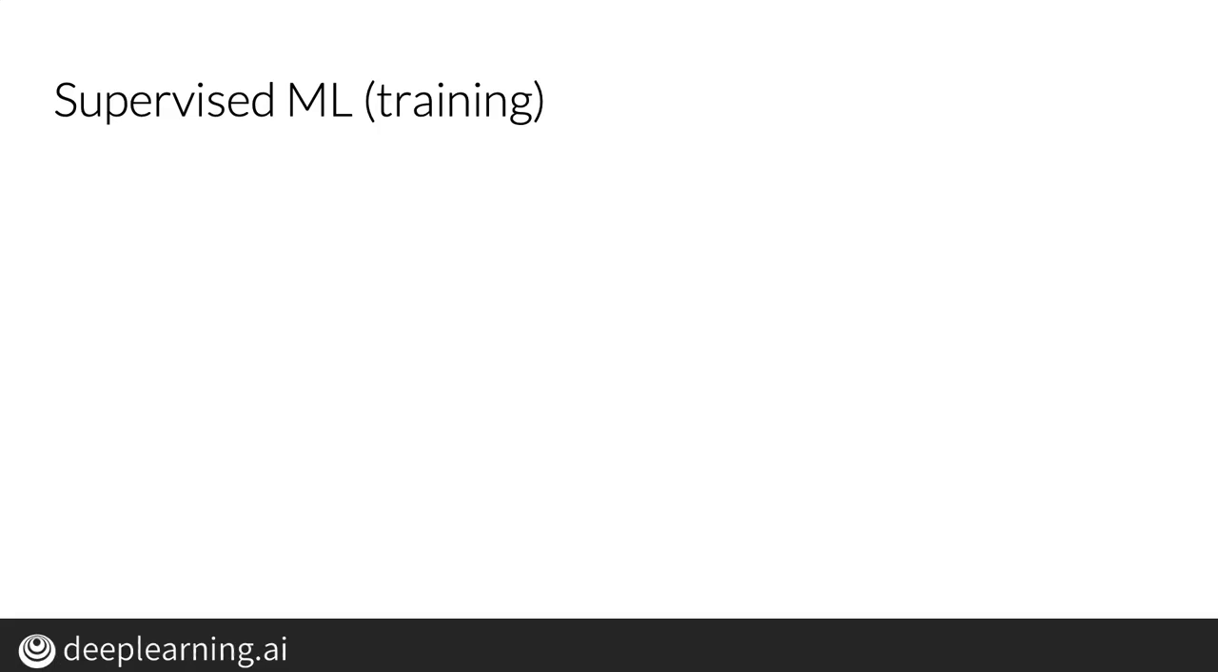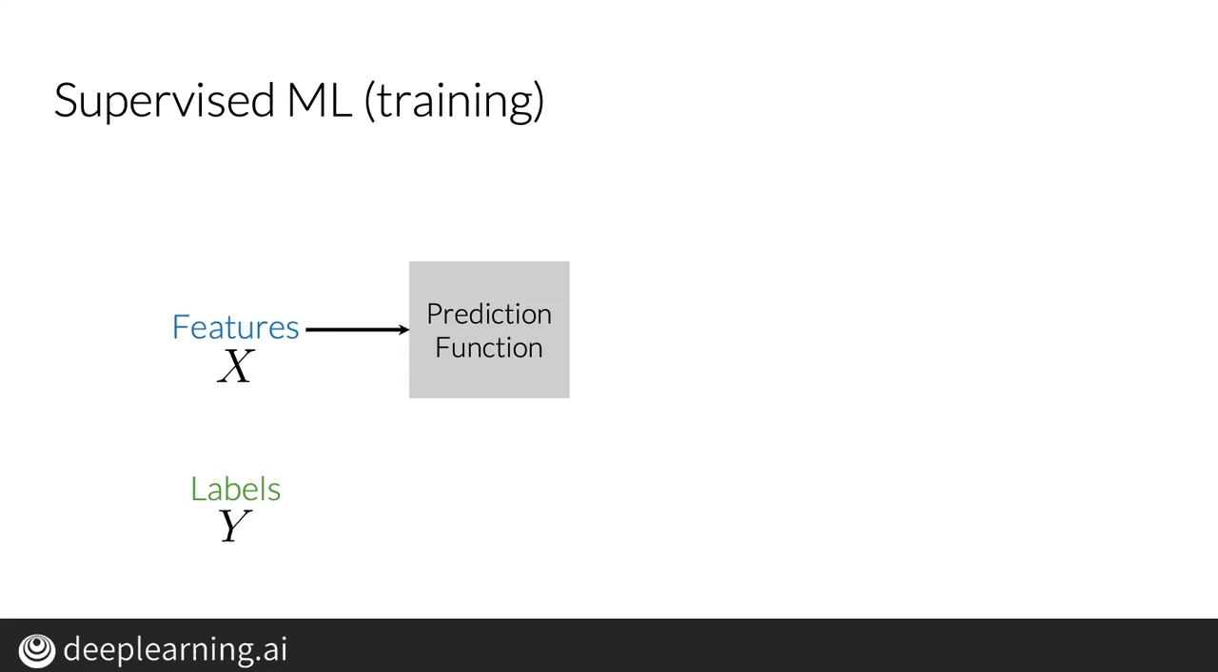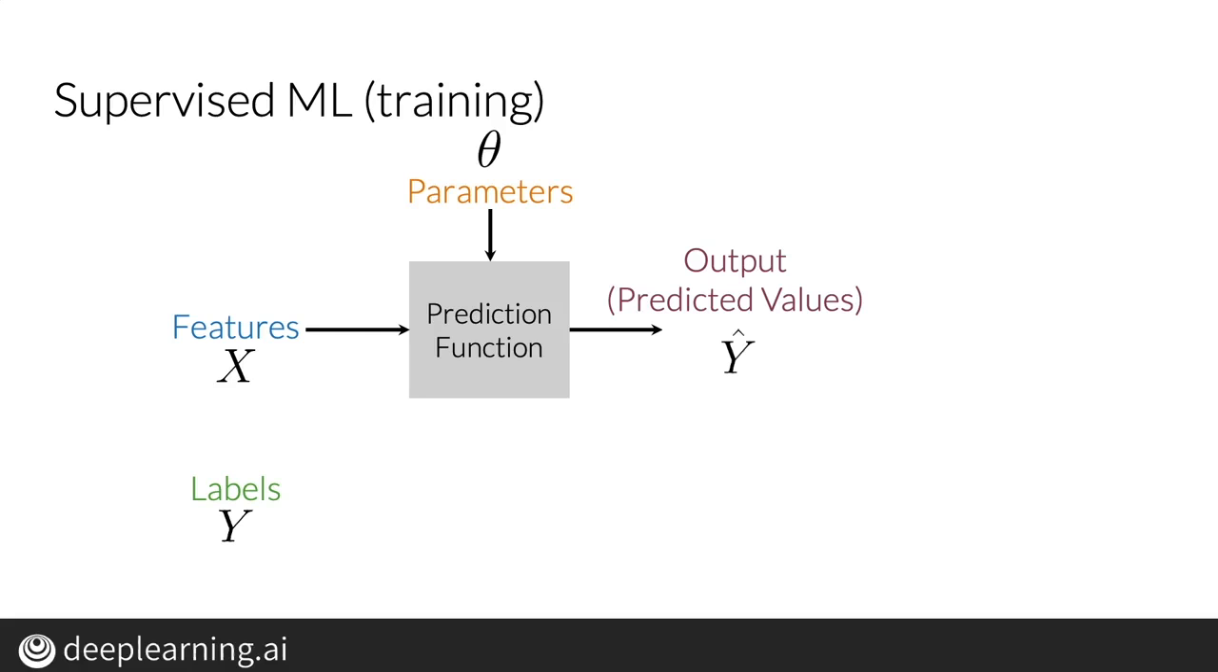In supervised machine learning, you have input features X and a set of labels Y. Now, to make sure you're getting the most accurate predictions based on your data, your goal is to minimize your error rate, or cost, as much as possible. And to do this, you're going to run your prediction function, which takes in parameters theta, to map your features to output labels y hat.